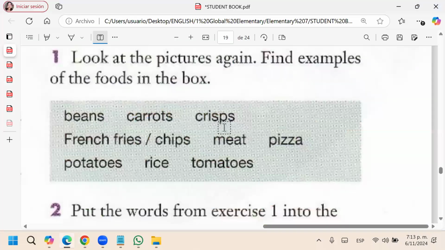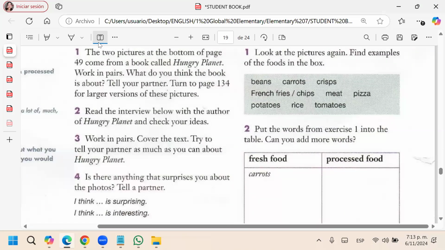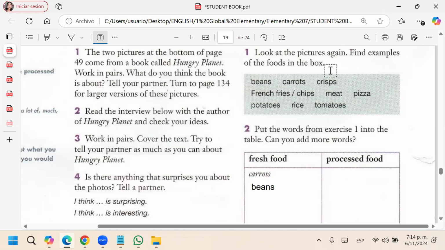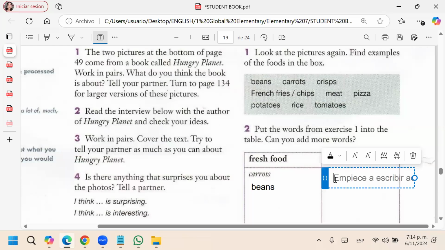Beans, carrots, crisps, chips, meat, pizza, tomatoes, rice, potatoes. And I have here fresh food and this processed. The beans are fresh or processed? Fresh. Fresh beans here. The carrots, well, they're here. Fresh. Crisps, processed food.